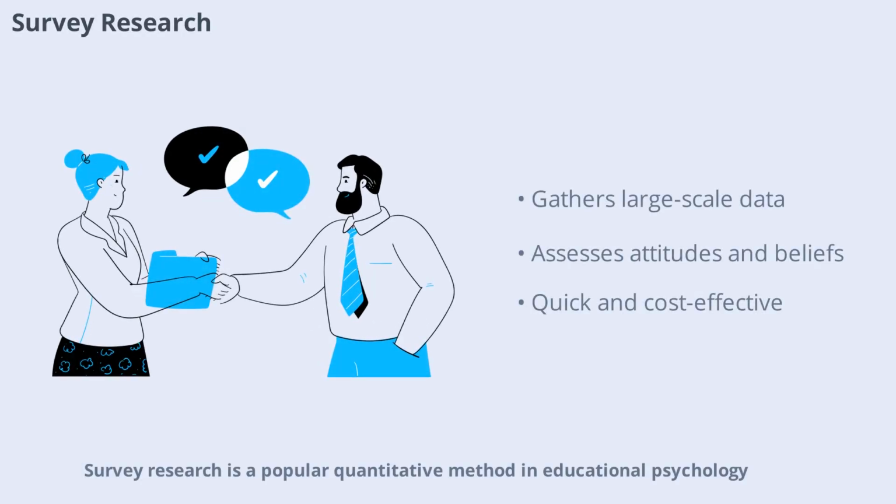Survey research is a popular quantitative method in educational psychology. Researchers use questionnaires or structured interviews to gather information from large groups of participants. Surveys can assess attitudes, beliefs, behaviors, and experiences related to education. The data collected is often analyzed statistically to identify patterns or differences among groups. While surveys are efficient and cost-effective, their accuracy depends on the quality of the questions and the honesty of respondents. Surveys are especially useful for collecting data on a wide range of topics quickly.